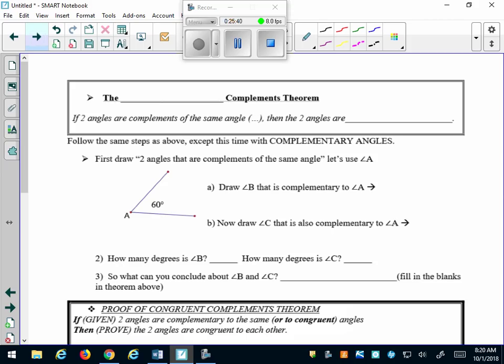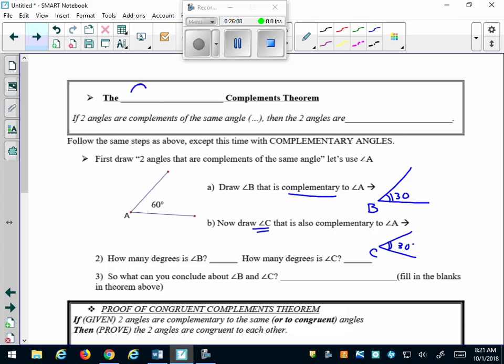Well, the same thing goes with the word complementary. If you have a 60-degree angle and you draw an angle that's complementary to it, how many degrees would it have to be? Complementary, remember, adds up to 90. So if A is 60, angle B would have to be 30. If we draw another angle, again, angle C, also complementary to it, this would have to be 30.